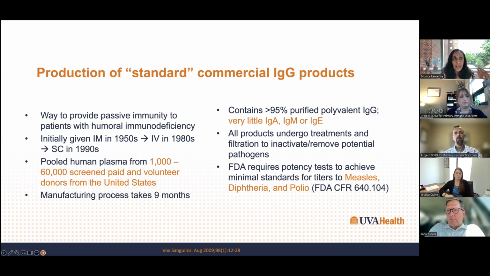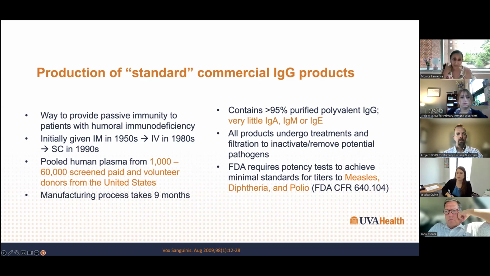They take their plasma, they pool it, they purify it, test it for pathogens, and remove all of the IgA, M, and E. That's a common misconception: people think that if you have IgA or M deficiency, we can fix it with IVIG, and you can't. You really can only get the IgG. And then they administer it to patients.